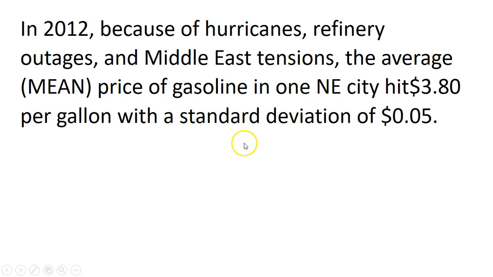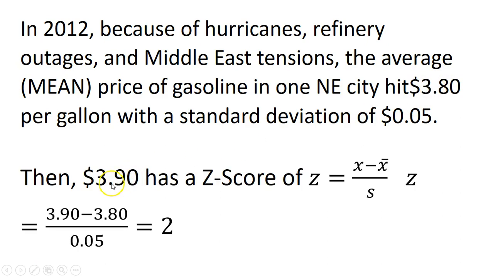So here's an example. In 2012, because of hurricanes, refinery outages, and Middle East tensions, the average mean of gas in a New England city was $3.80 per gallon with a standard deviation of 5 cents. So then 3.90 has a z-score of, so basically put the 3.90 in, that is our mean, that is our standard deviation. So boom, right on the button, 2. You plug it in, we solve it, it's 2.